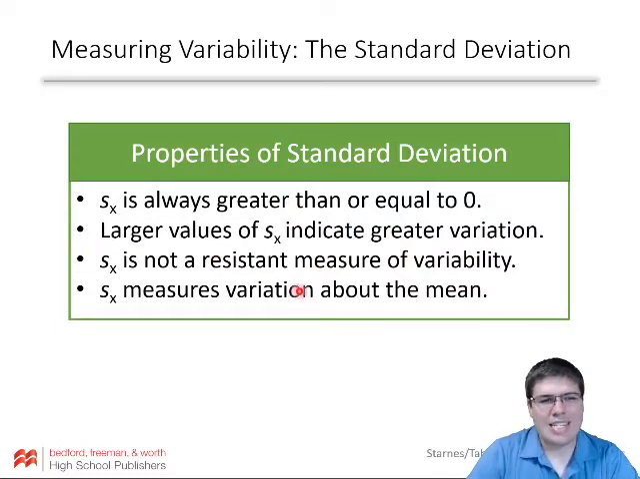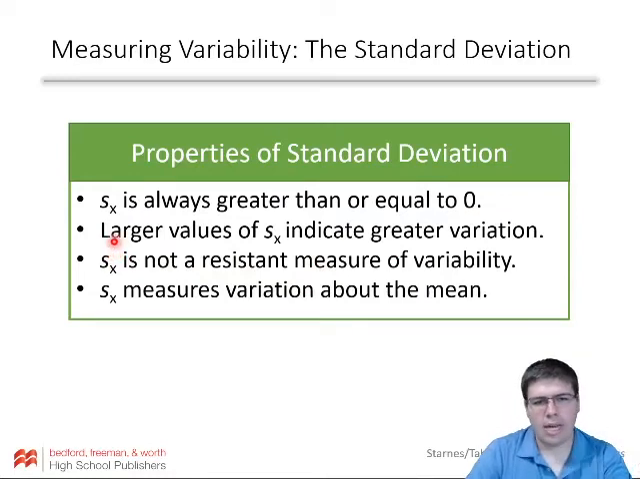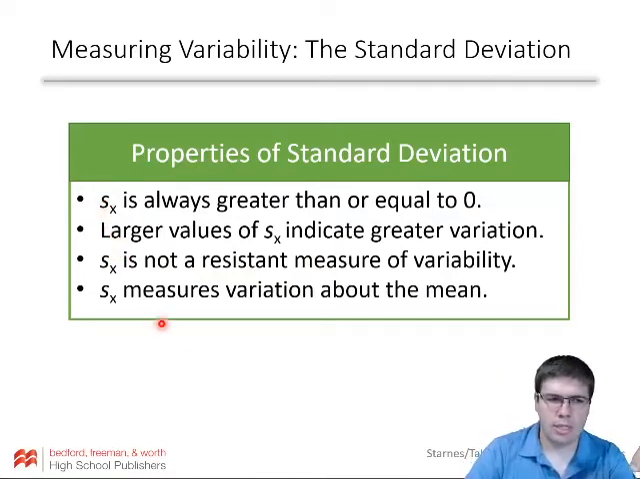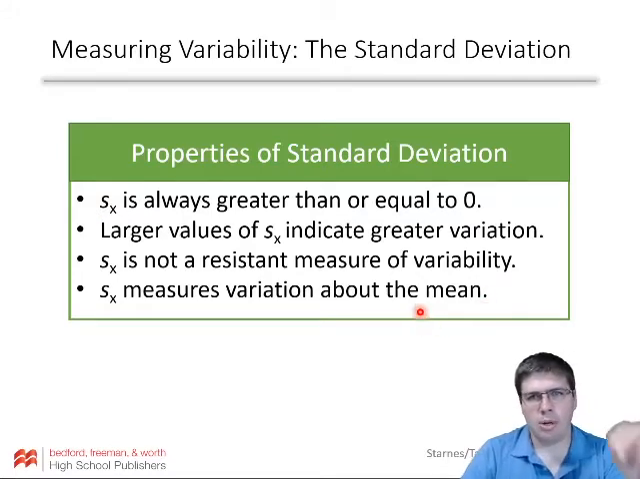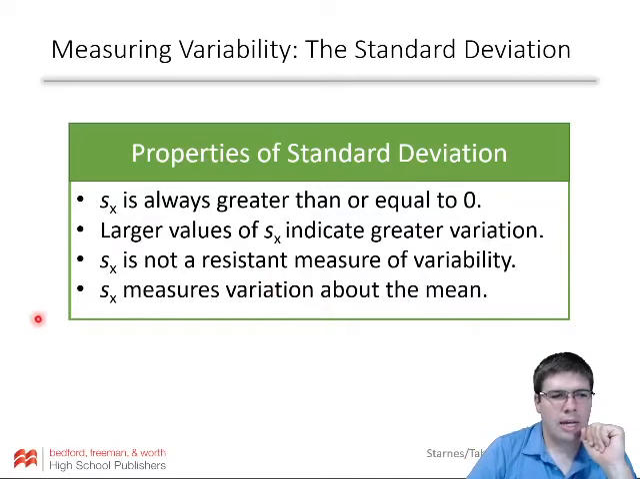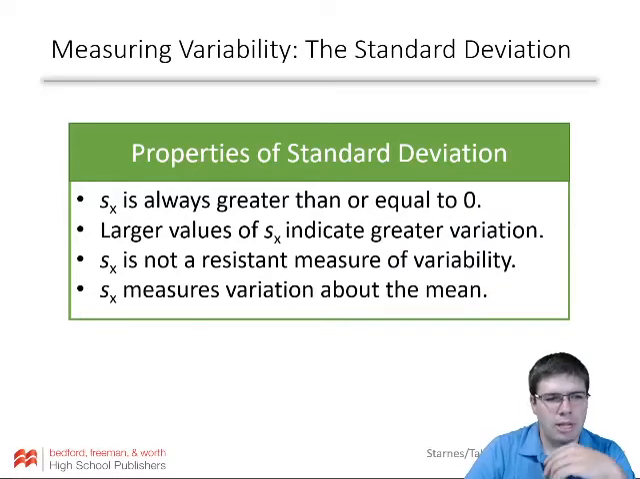Standard deviation is not a resistant measure of variability because it's taking every single data value into account. It's actually even got the mean in the formula, which is not resistant. It's very much affected by outliers and skew. And it measures that variation about the mean. So a lot of times if we're using the mean, this will be the measure of spread that we use. We use the sample standard deviation.